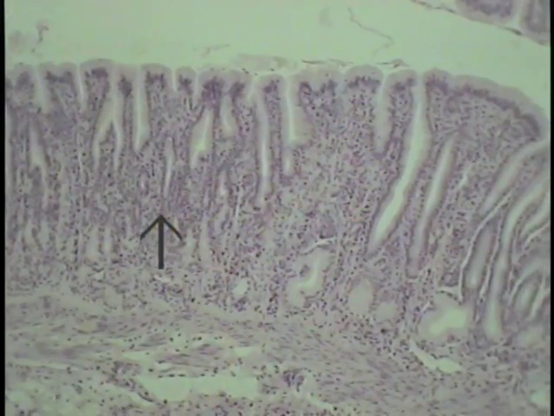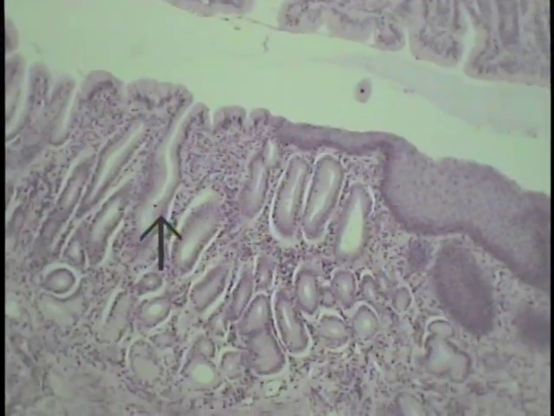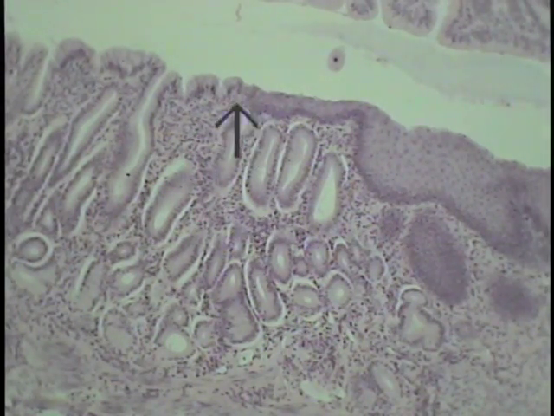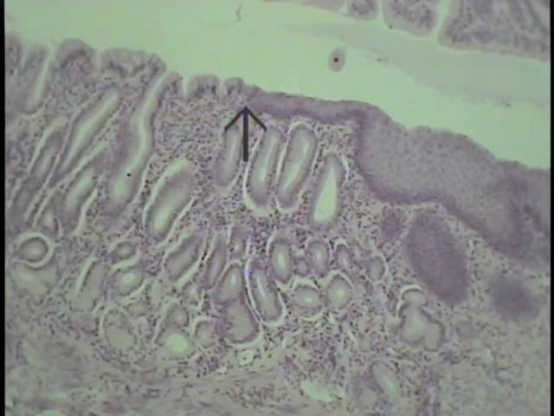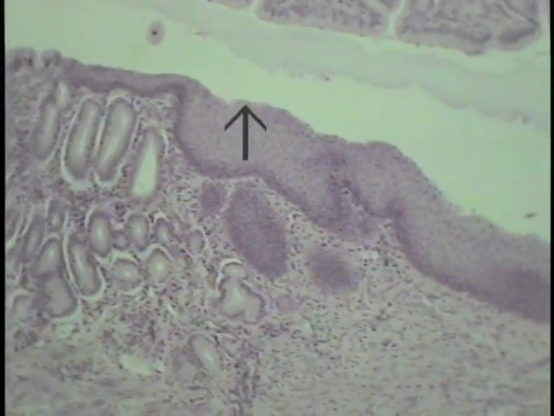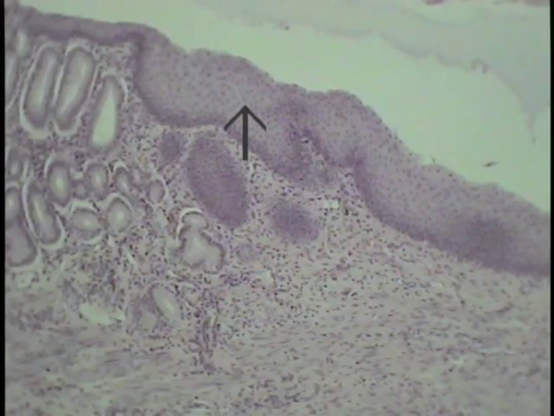So this is the cardia of the stomach showing its abrupt junction with esophageal epithelium, or the stratified squamous, non-keratinized type of epithelium. And this is the esophagus on this particular aspect or side of that junction.